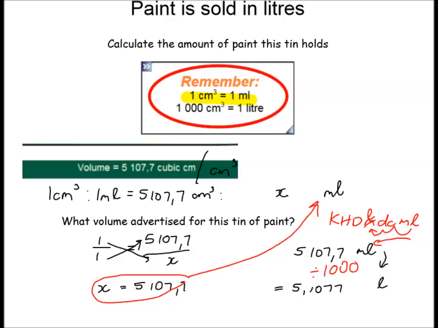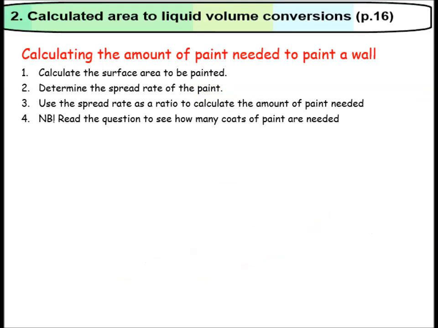So that will equal 5,1077 liters. Now, if we look at the paint tin, paint is normally sold in 5, 10, 20 liter containers. So this paint tin is a 5 liter paint tin. Why did we have 1,077 at the end? Well, paint doesn't fill the entire tin. There's always breathing space at the top. So that contains 5 liters.